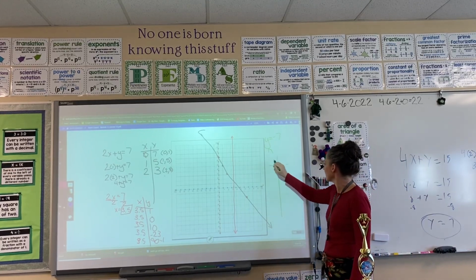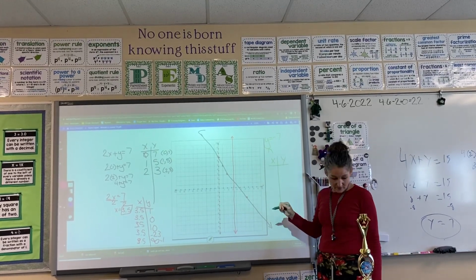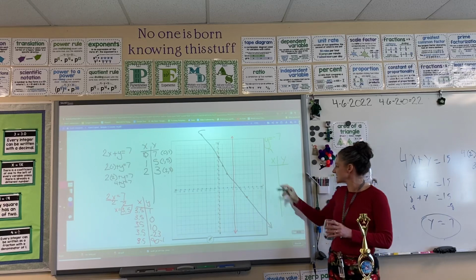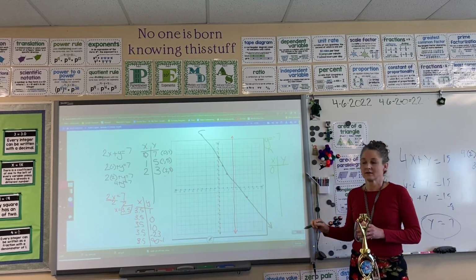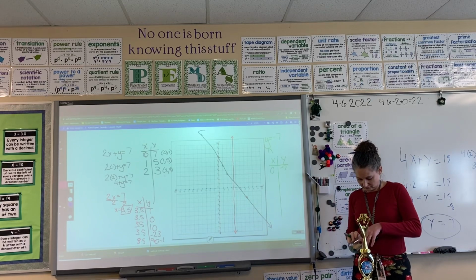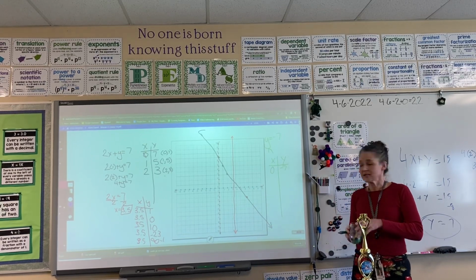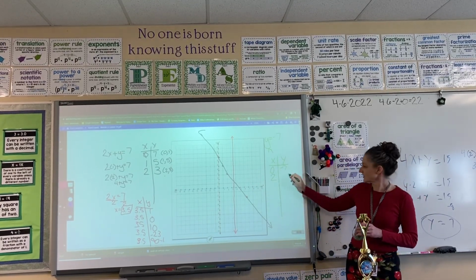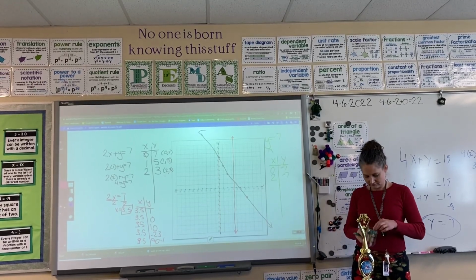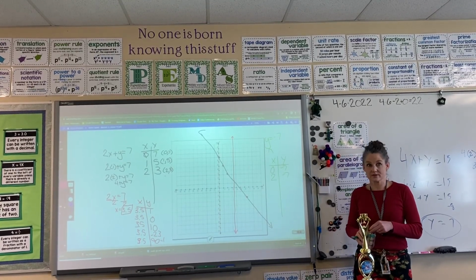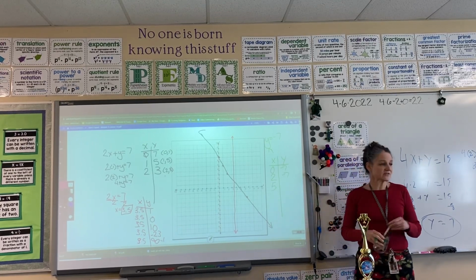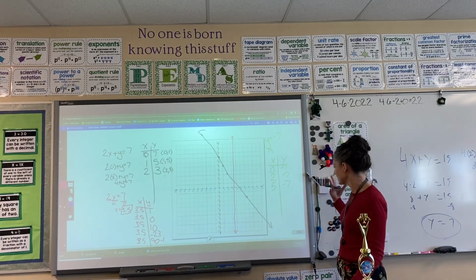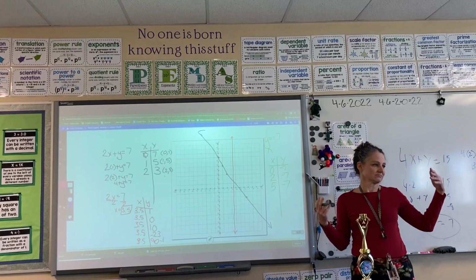So we make our little chart here, x and y. Ethan, if x is 0, what's y? -7. Carson, if x is 2, what's y? -7. Give me a number for x. 5. Ronan, if x is 5, what's y? -7.